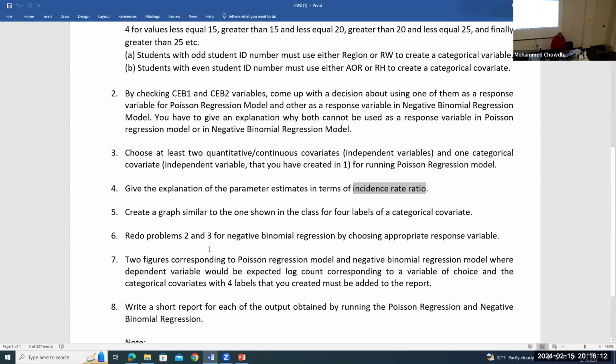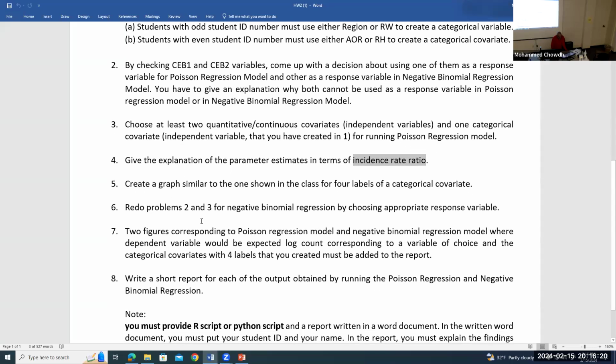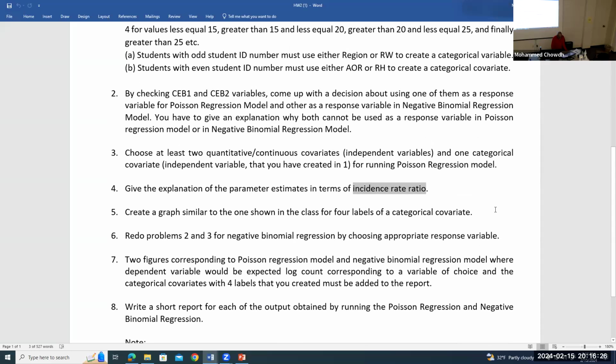Okay. Create a graph similar to the one shown in the class with 4 levels of a categorical covariate. Okay. Redo problems 2 and 3 for the negative binomial regression by choosing the appropriate response variable. So suppose you do steps 1 to 5 for the Poisson, then you will have to do these things again for the negative binomial. If you do it for the Poisson, then again do it for the negative binomial.